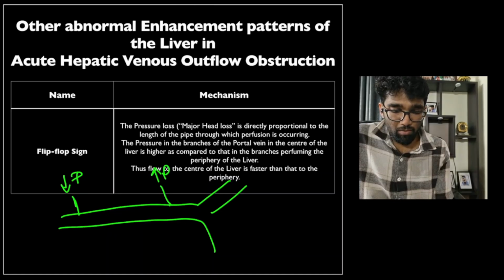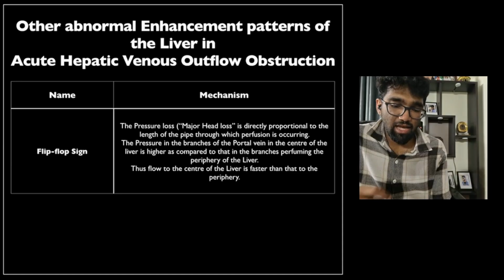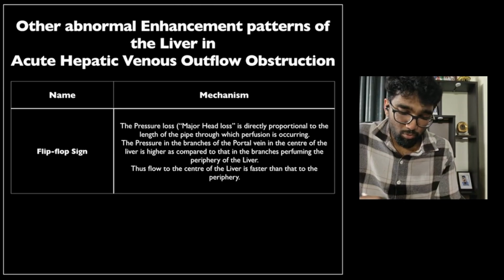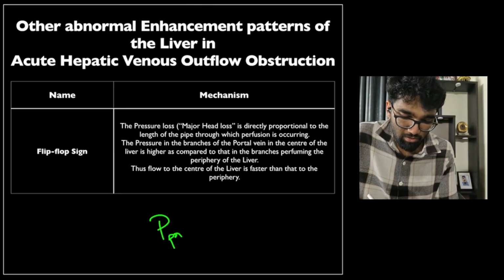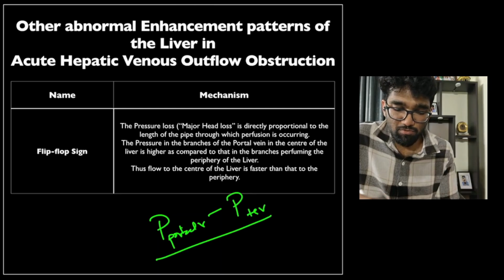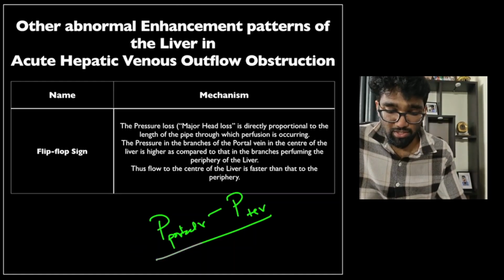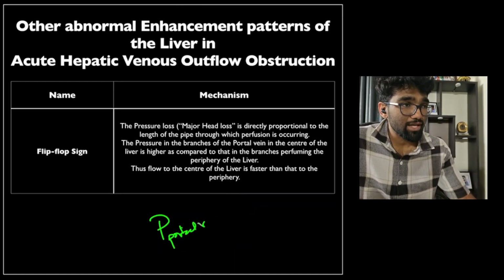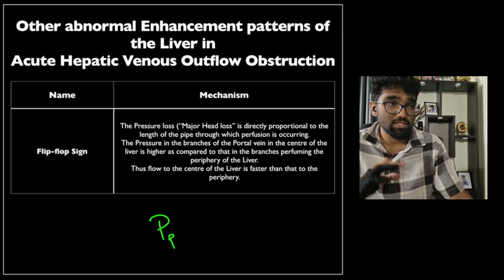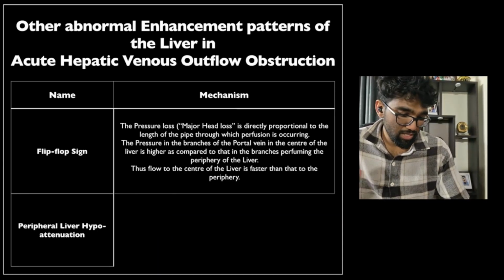Because of this, the pressure in the branches of the portal vein in the center of the liver is relatively high as compared to the pressures perfusing the periphery of the liver. And please remember, the portal venous pressure minus the pressure within the hepatic vein is the perfusing pressure here. So if this pressure is lower, the amount of blood going there will decrease, so the flow rates will decrease. Since rate is flow per unit time, the contrast will reach the center of the liver earlier as compared to the periphery of the liver. So that is what happens there.